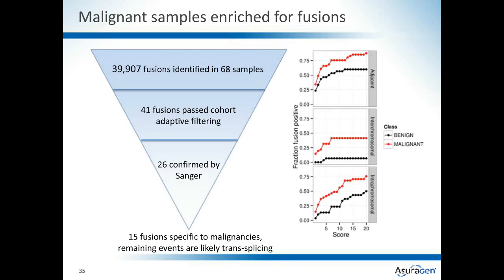All 41 of these were tested by endpoint PCR, and 26 of them were confirmed by Sanger sequencing. We followed up this confirmation by Sanger to test the presence of these 26 events in both benign and malignant samples using a more sensitive assay, and confirmed that 15 of these 26 fusions are in fact specific to malignancies. The remaining events are likely to be trans-splicing events that occur in wild-type cells.